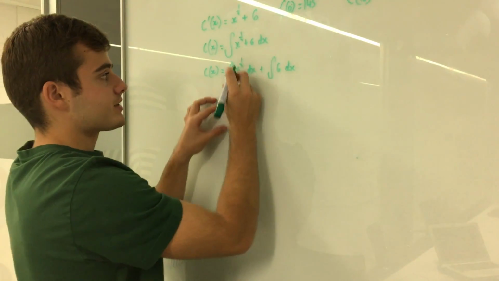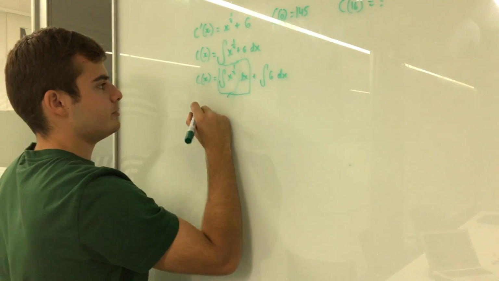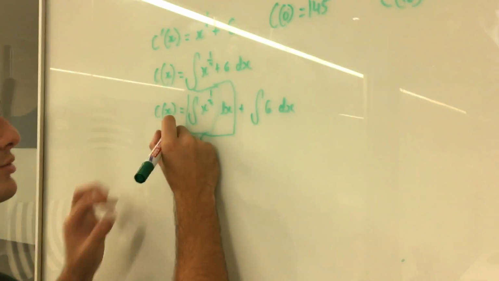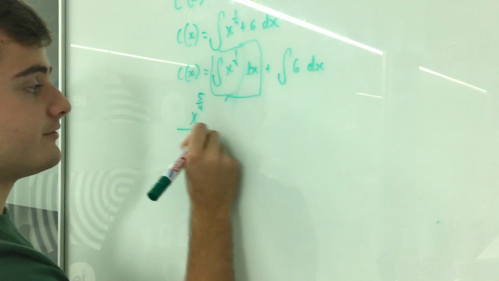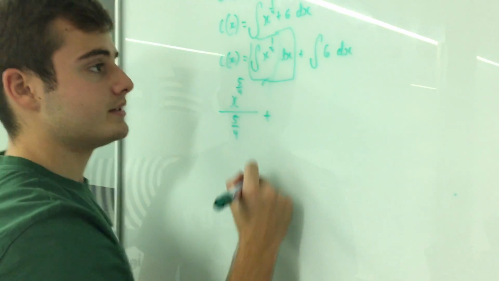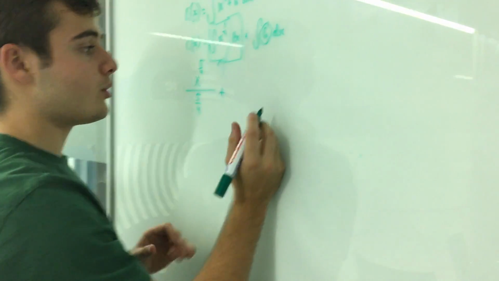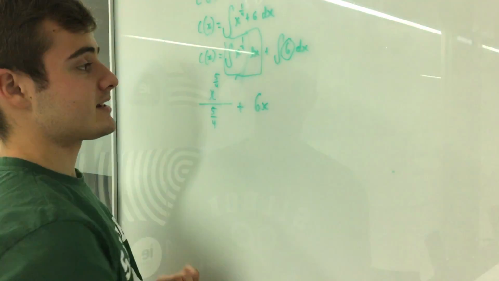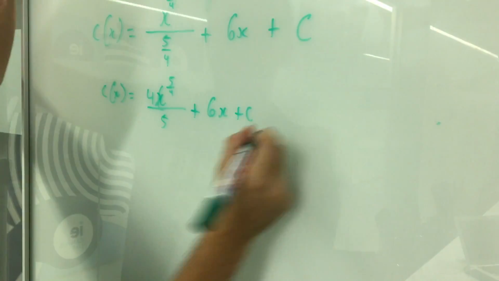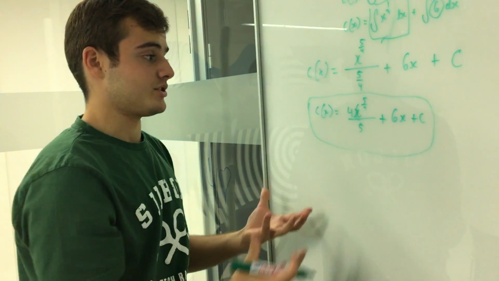First, this integral would be applying the power rule, x to n plus 1, which would be 5 over 4, divided by n plus 1, which is 5 over 4, plus the integration of this number, which is a constant with no variable next to it. Therefore, it would just become 6x. Now, let's not forget the most important thing, which is the constant of integration. Generally, if we were just asked to integrate, this would be the proper answer.